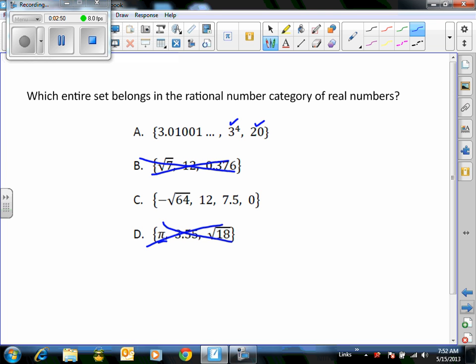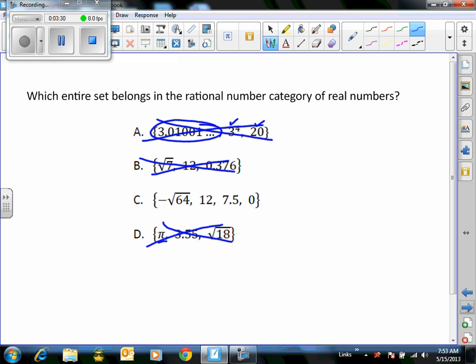I'm looking though at 3.01001, and so far I see a pattern, but it goes dot, dot, dot. We have to remember our definition of rational numbers is it's either a repeating number or one that terminates. That means it comes to an end. We can look at 3.01001 dot, dot, dot and probably predict what the pattern is going to be, but that's not a repeating pattern. So this is an irrational number. So A is trash that I can slash.